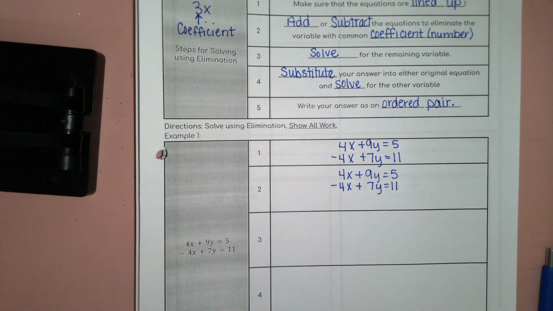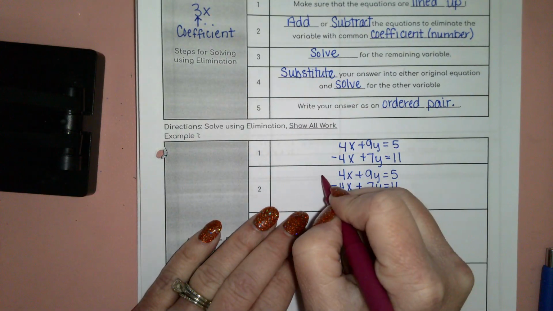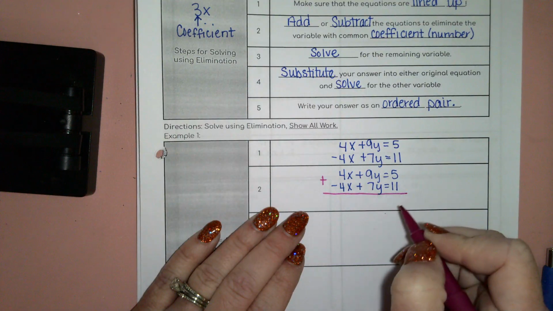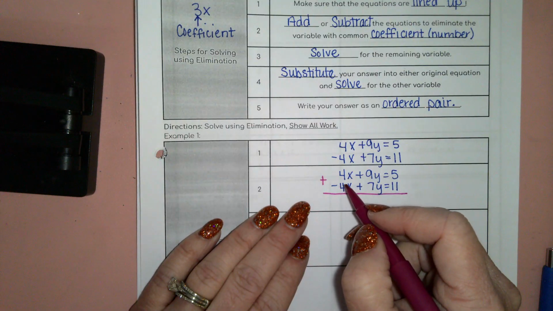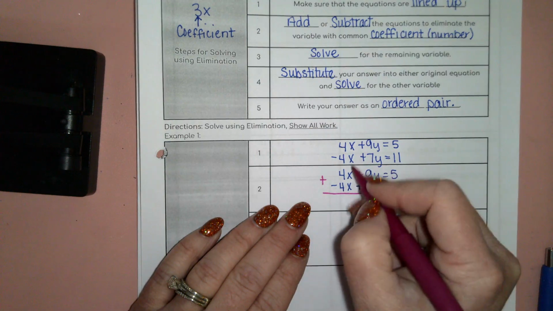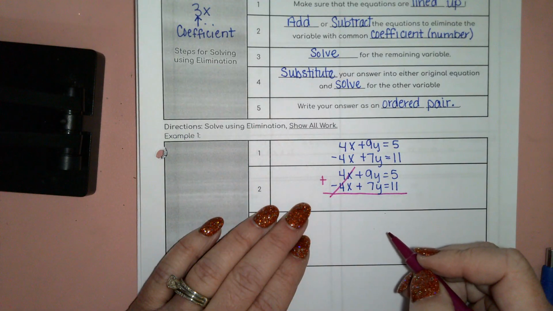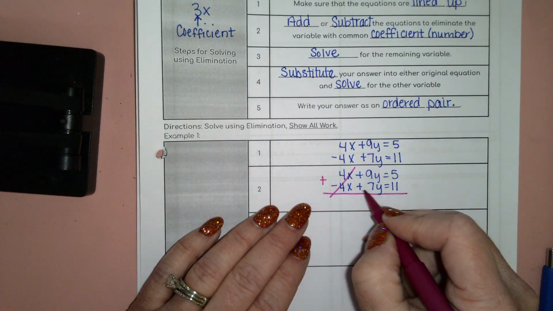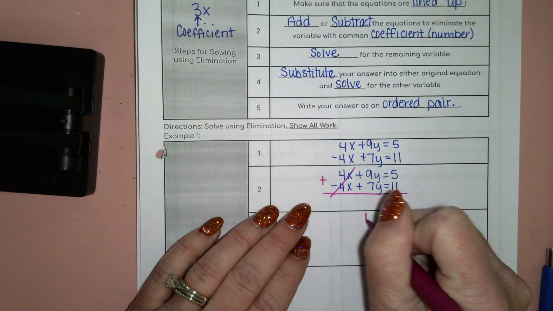Now, they are different signs. Since they are different signs, we are going to add the 2 equations together. 4x plus negative 4x cancels. That makes 0. So we just mark our line through it. Positive 9y plus positive 7y is 16y.